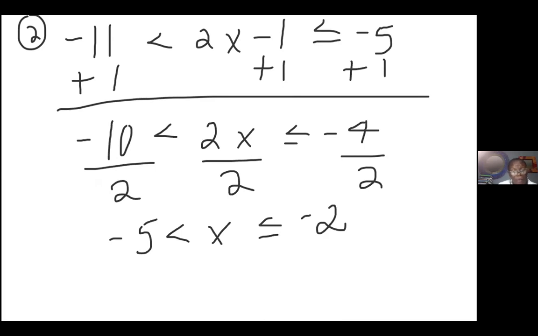Now, I want to point out the fact that I did not reverse the inequality symbols. Why didn't I? Because I didn't divide by a negative. I divided by a positive. So therefore, I don't have to reverse the inequality symbol. So guys, the solution set for this one in interval notation would be parenthesis with the -5, comma, -2, and close it off with a bracket.